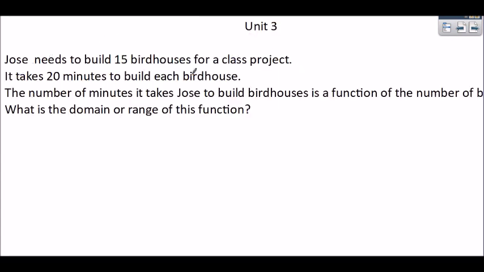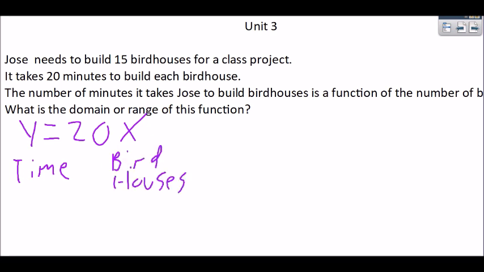Jose needs to build 15 birdhouses for a class project. It takes 20 minutes to build each birdhouse. The number of minutes it takes Jose to build each house is a function of the number. What is the domain and range of this function? 20 minutes per birdhouse. So y represents time and x represents birdhouses. My domain is my x values.